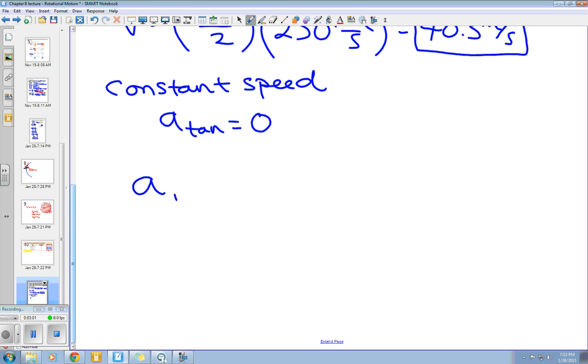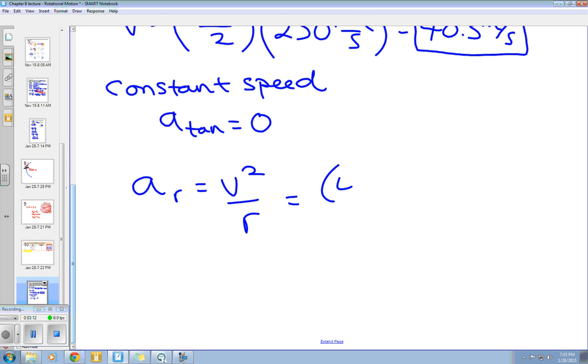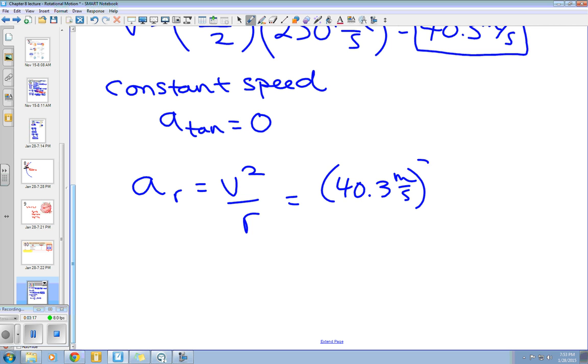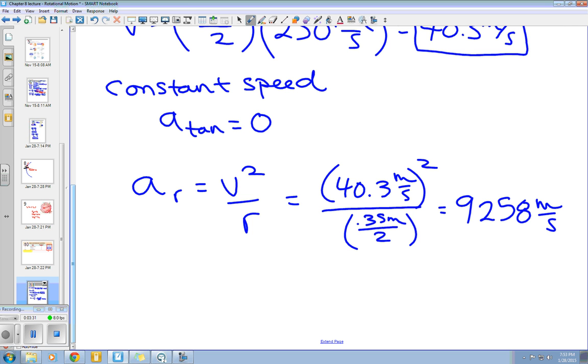And the radial acceleration, we know, is equal to v squared over r. This is an equation we derived earlier in our physics studies. So dust the cobwebs off of that one. And we've got 40.3 meters per second. We square that, and then we divide by the radius. And we get 9.258 meters per second squared. So that is the radial acceleration.